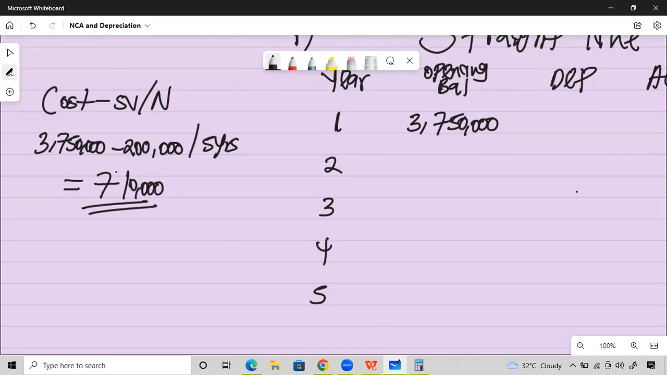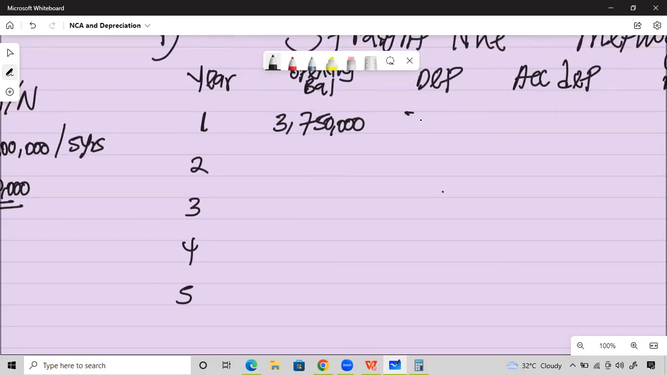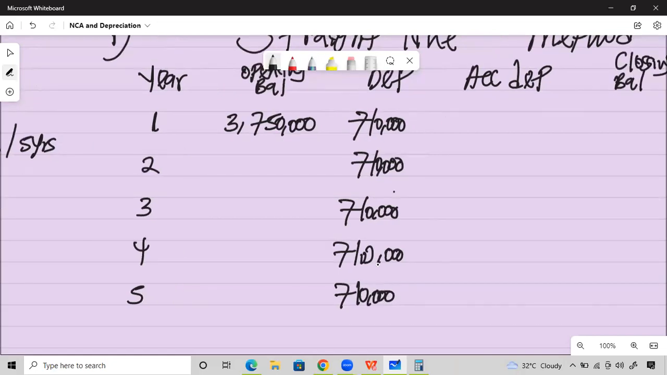Okay? So this is how we get it. That means every year, I'll say 710. That's why one of the advantages of the straight line method is that it is very simple to calculate. You also say 710. So the accumulated depreciation in the first year will be the same thing as the depreciation, 710.